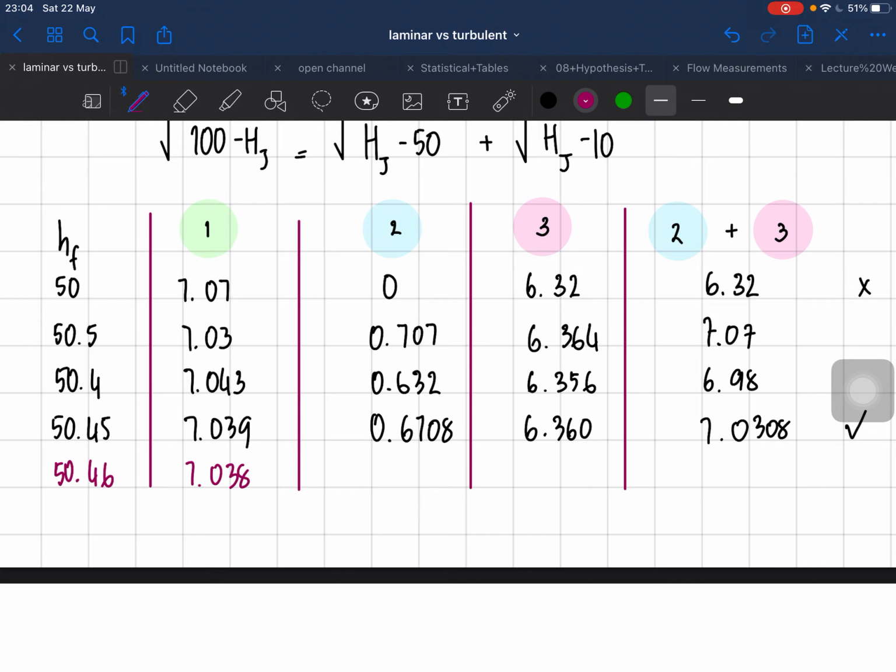I was doing all this kind of calculation and I forgot to turn on my microphone. 0.6782, so we can cancel that out again. 10. Answer is 6.361 plus 6.